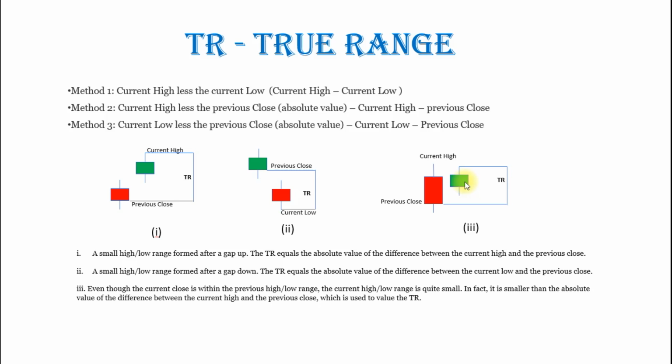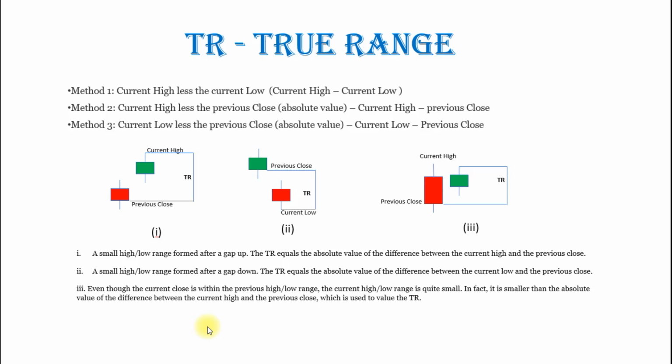And what does the third picture denote? That there is no movement in the price. We can say it is a sideways market or consolidation phase. This is the current close. The current close is within the previous high or low range, so the true range value will be very small. So how will we calculate the true range here? That is the difference between the current high and the previous close. So this is how we calculate true range for the different scenarios, that is different methods.